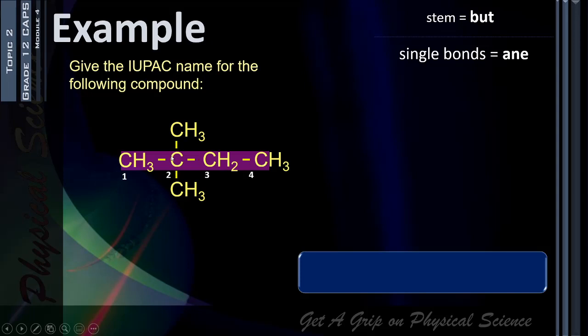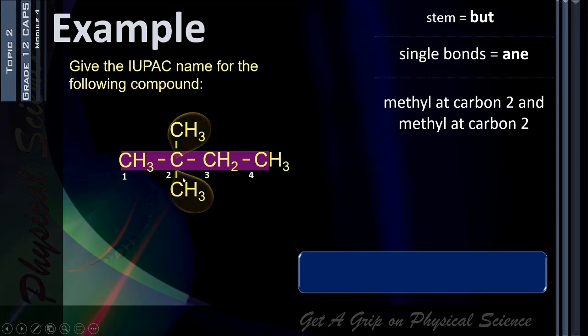number 3. So 2,2 is lower than 3,3, and that is why we rather number the longest chain from left to right to have both of these alkyl groups on a lower combination of numbers. Both of these alkyl groups are methyls, so we have a methyl on carbon number 2 and a methyl on carbon number 2, and then the name for this molecule is 2,2-dimethyl butane.